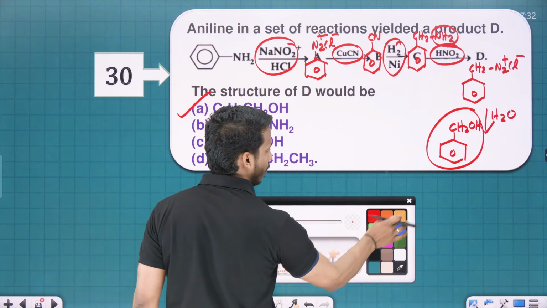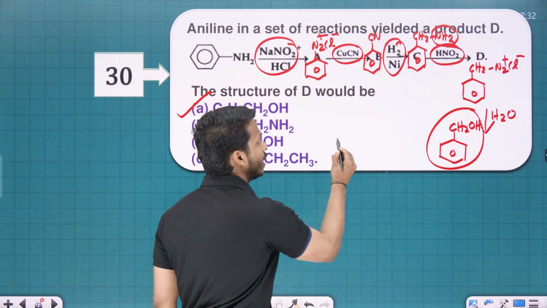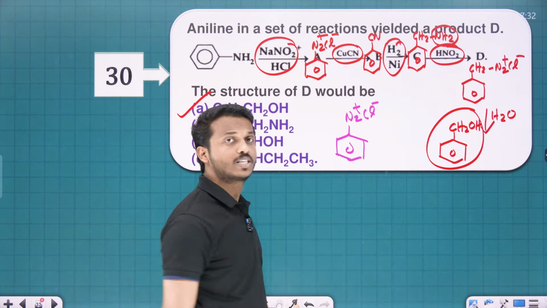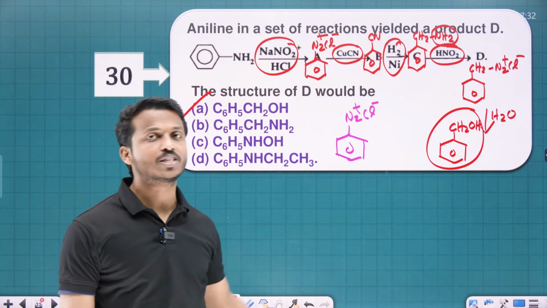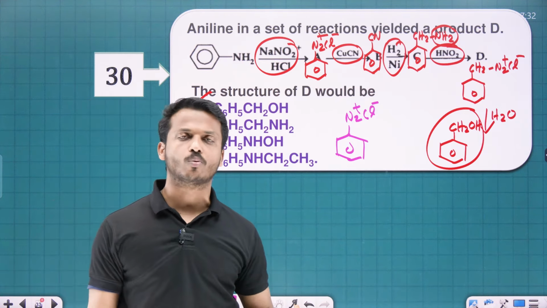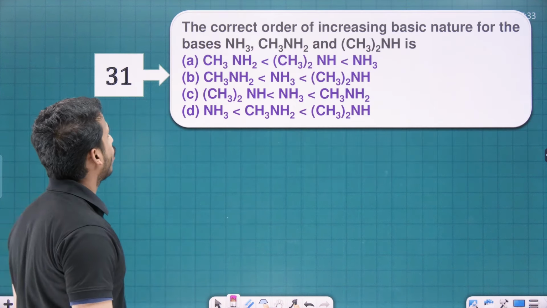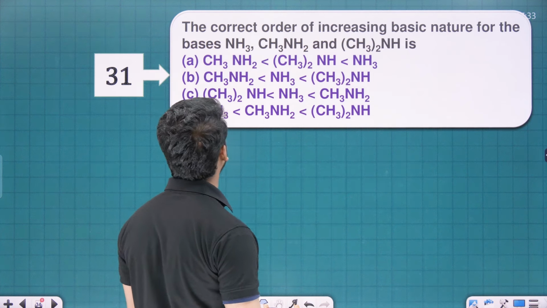C6H5CH2OH. Remember, if it is an aromatic diazonium salt, that means N2Cl, benzene diazonium chloride, it is highly stable due to resonance. But this is unstable, so it immediately reacts with the water and forms alcohols. So we end with alcohol.